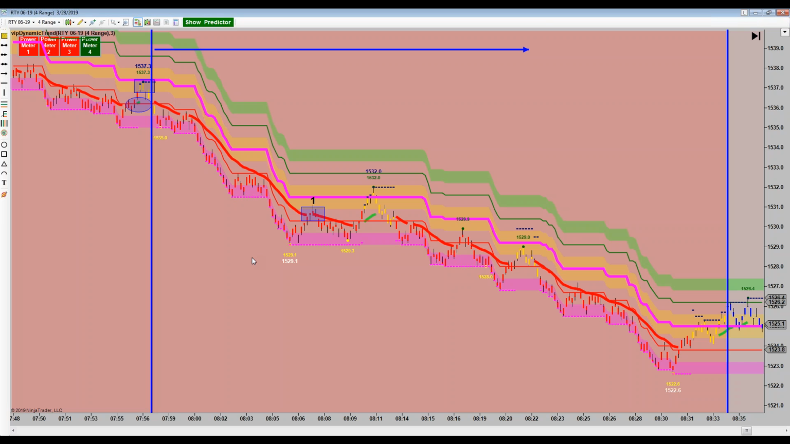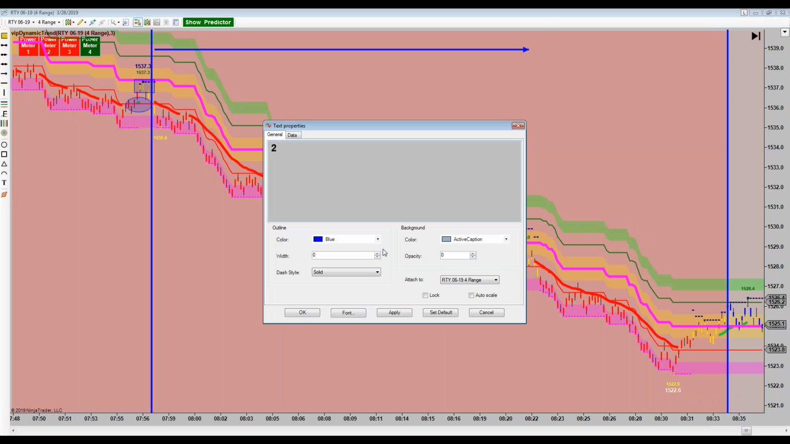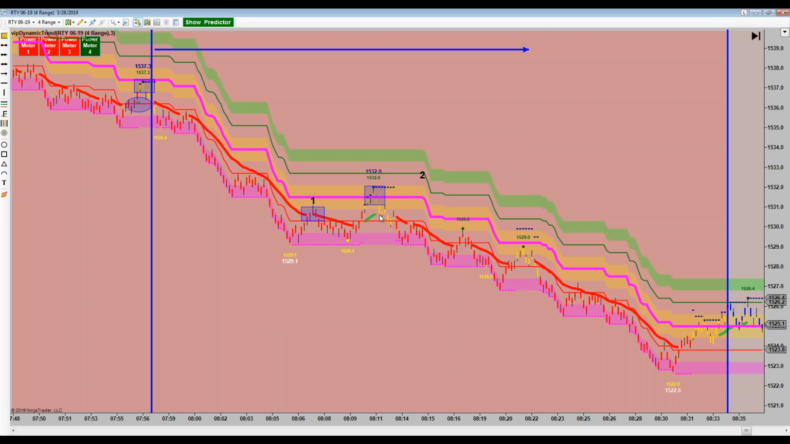Okay, where's the next short? Many of you got this. Mid-band trade right here at 811. Good. That is short entry number 2. Put a 2 on top of it. So now we've got 2 short entry setups on the Russell after 8 o'clock. All right, good. Most of you got that one.